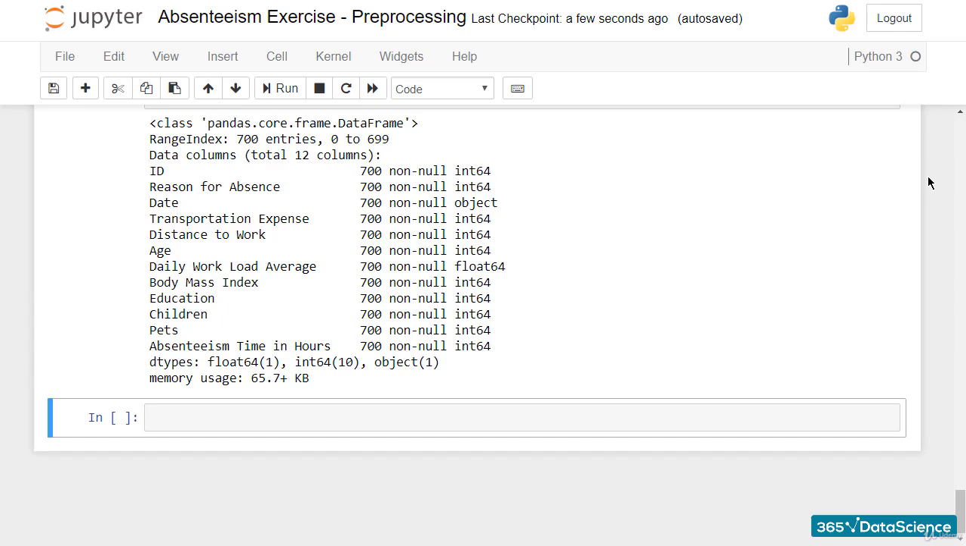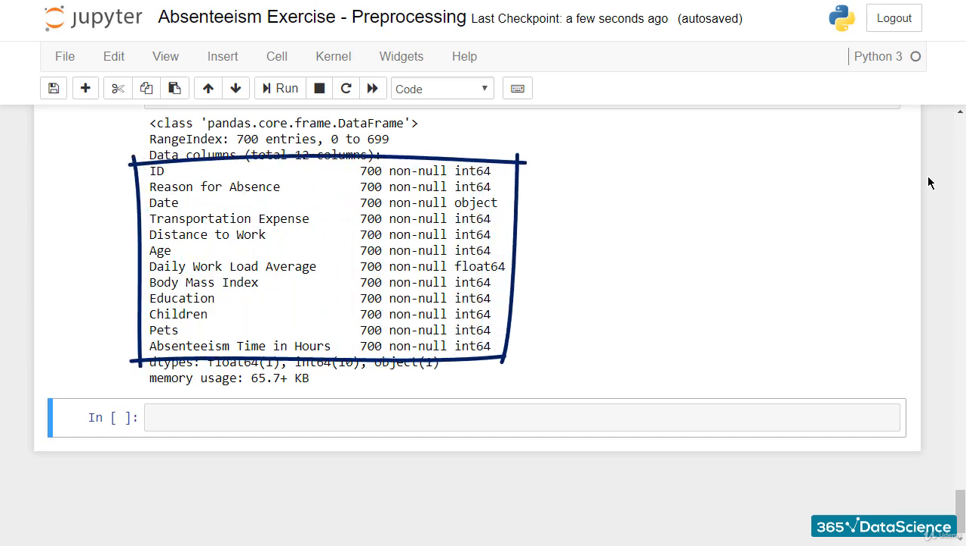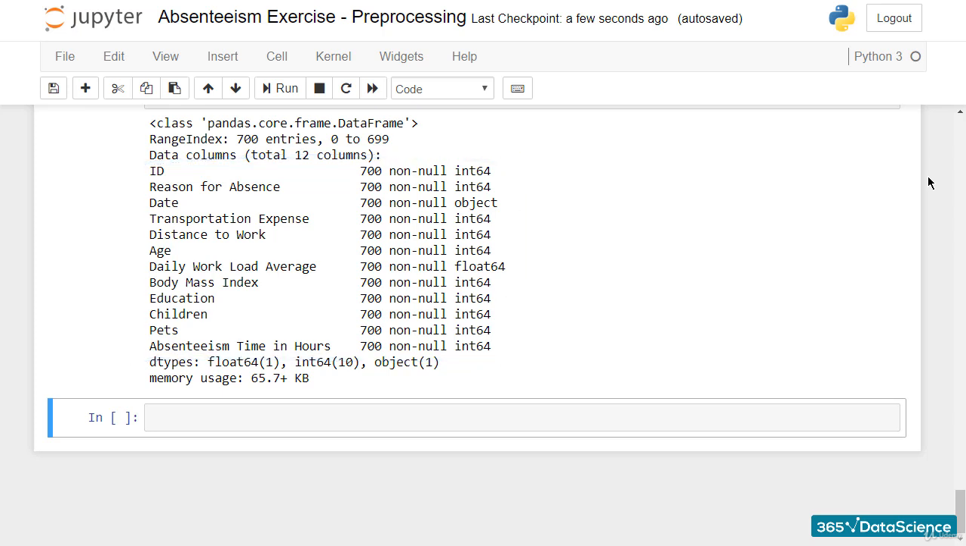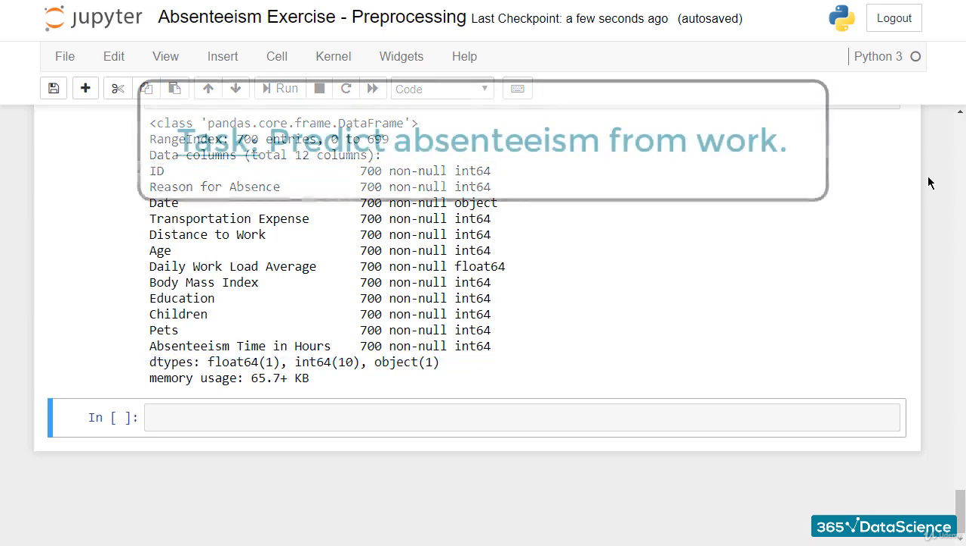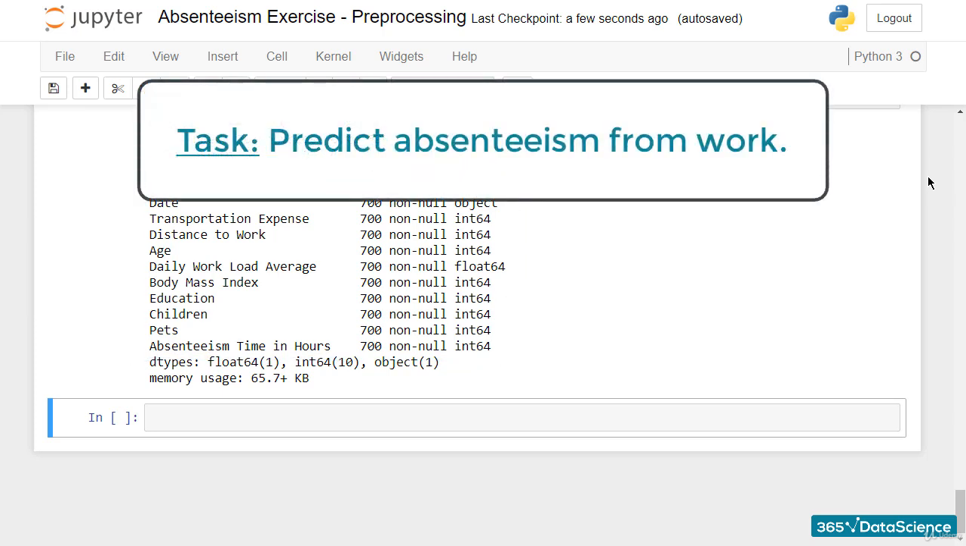After having eyeballed our data frame, we concluded that it doesn't contain missing values. Remember? This is great, as it means that we will not have to deal with this. So, we can use this data for our analysis and hope it will deliver convincing results. Next, what should we do to fulfill our task, which was to predict absenteeism from work?